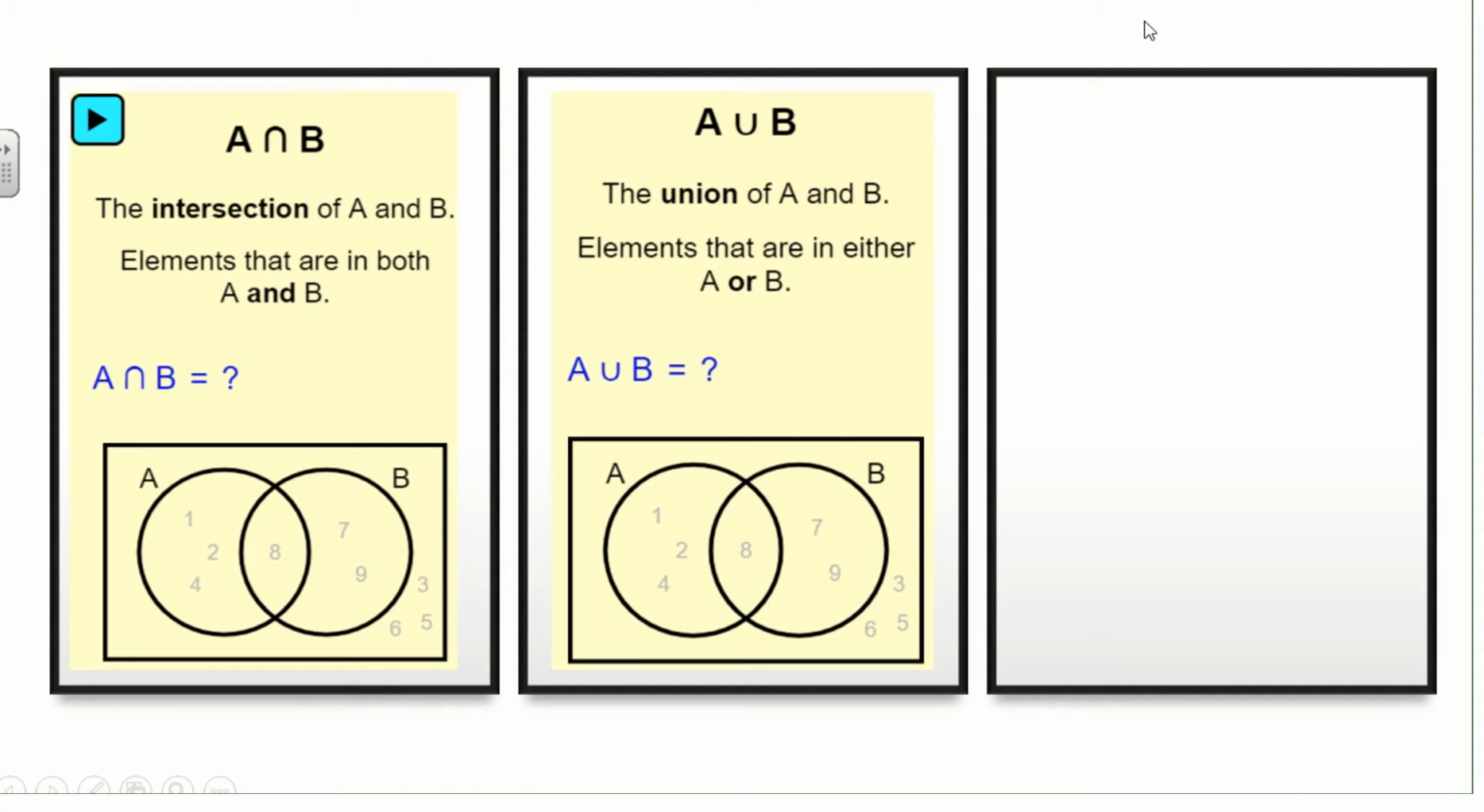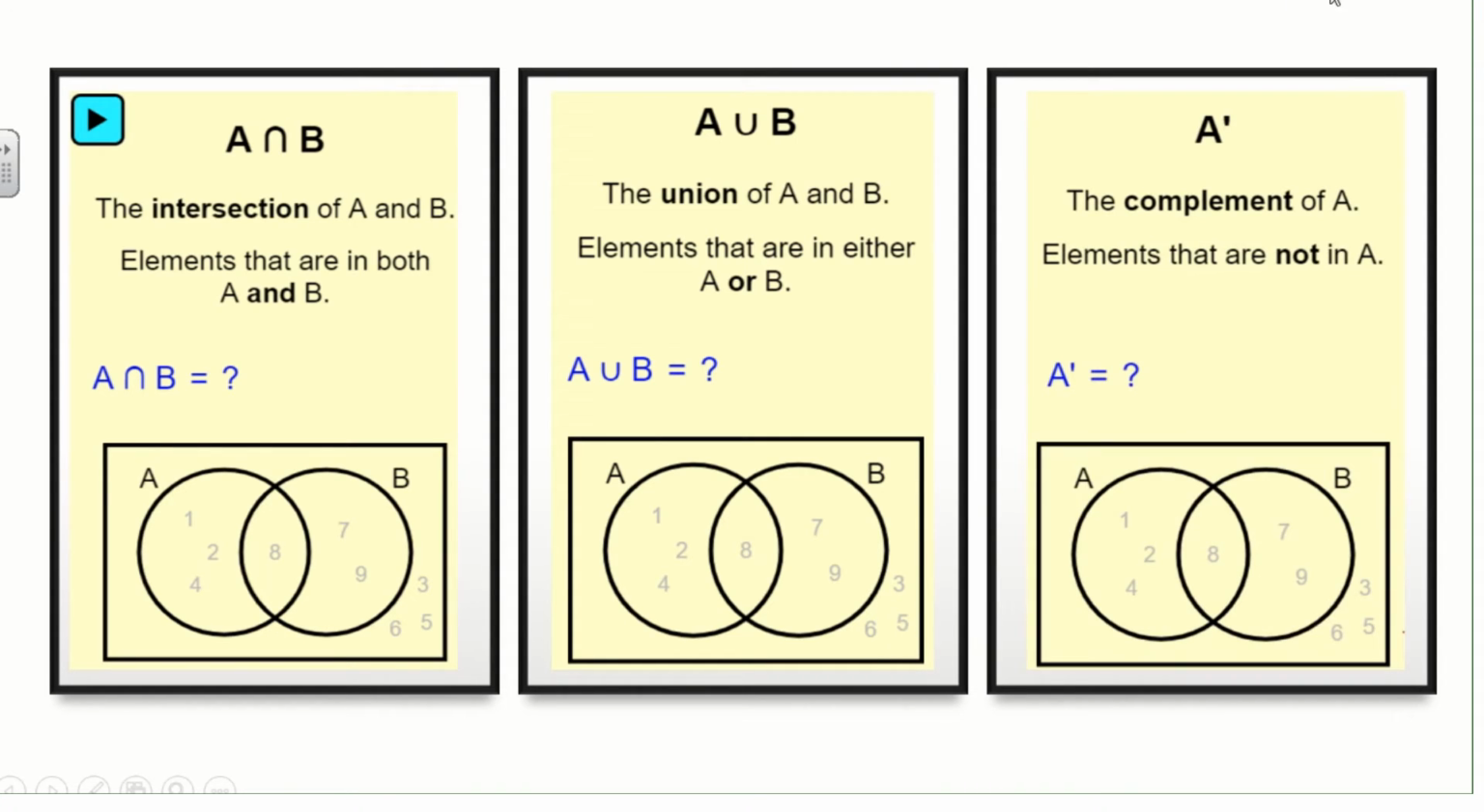The other new bit of notation is the union of A and B. That is elements in A or B. So that's anything in this circle or in this circle. In this particular example, we'd have 1, 2, 4, 7, 8, and 9. We wouldn't be including 3, 5, and 6 because they're on the outside of either circle.